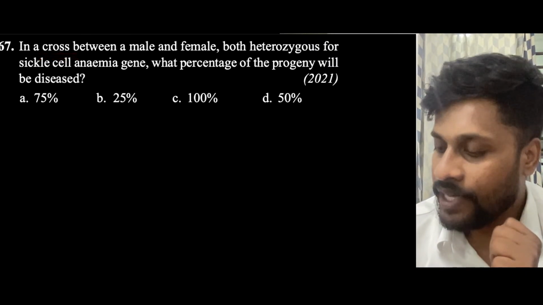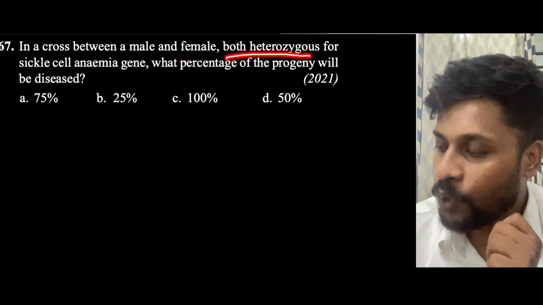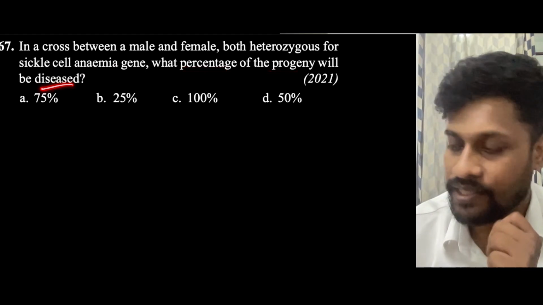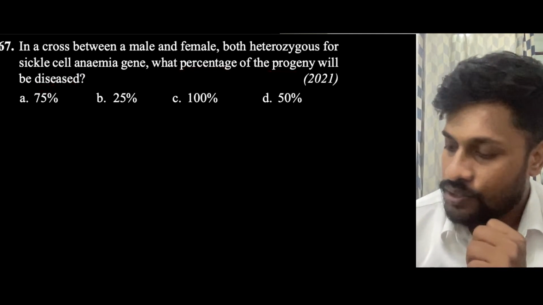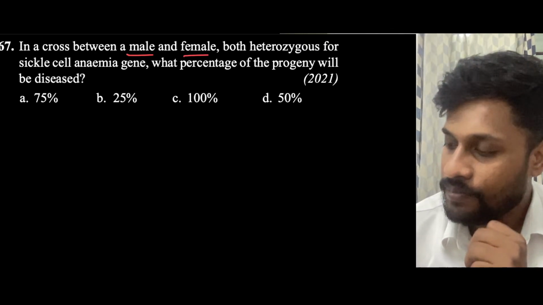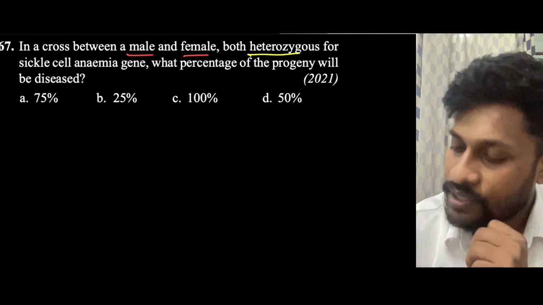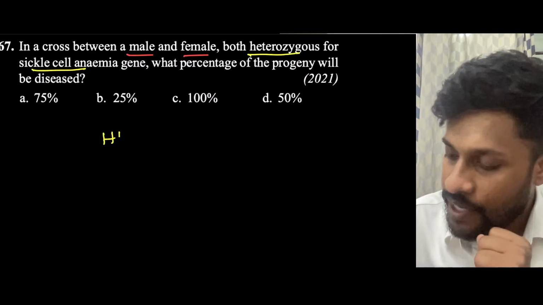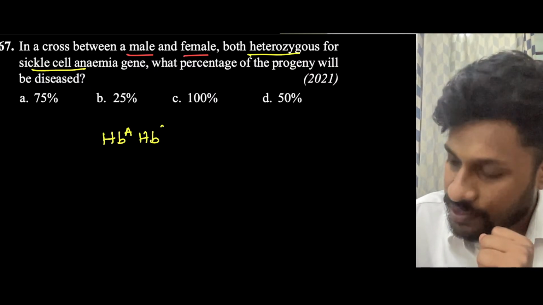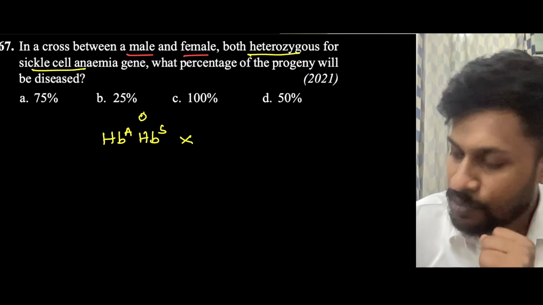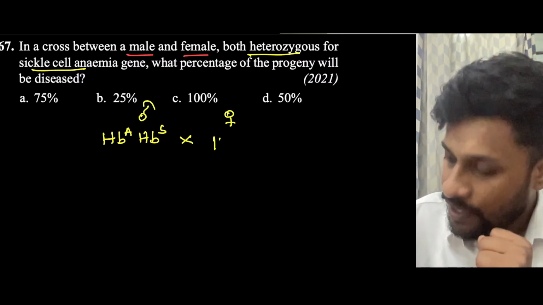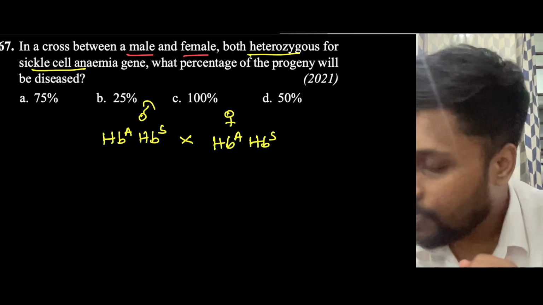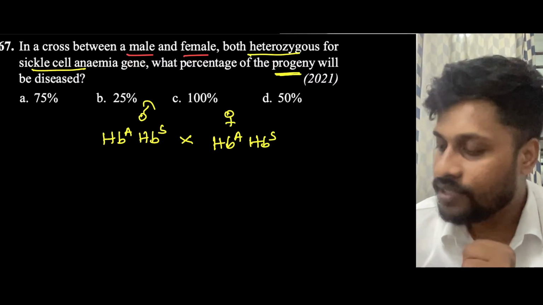In a cross between a male and female, both heterozygous for the sickle cell anemia gene, what percentage of progeny will be diseased? So the cross is between a male and female heterozygous for sickle cell anemia. How to write that? Let me write HbA HbS, heterozygous. Let's say this is the male. Let me take the female as HbA HbS. Here both are heterozygous. Now, what percentage of progeny will be diseased? We will cross it.